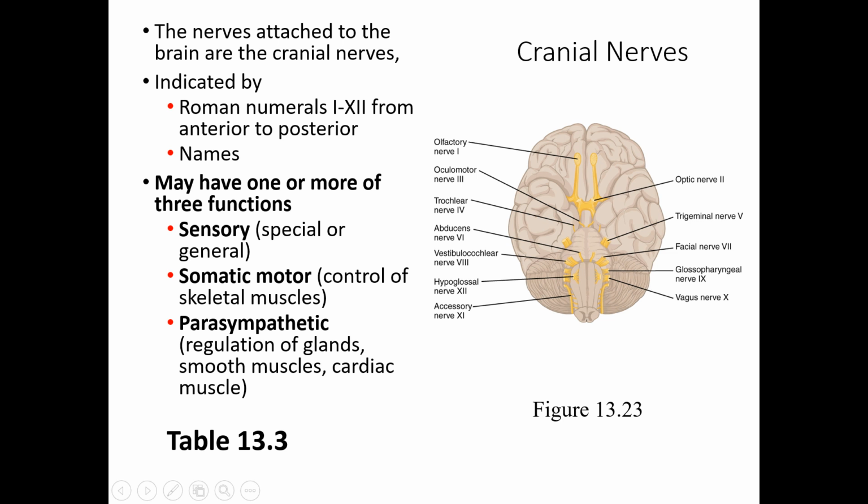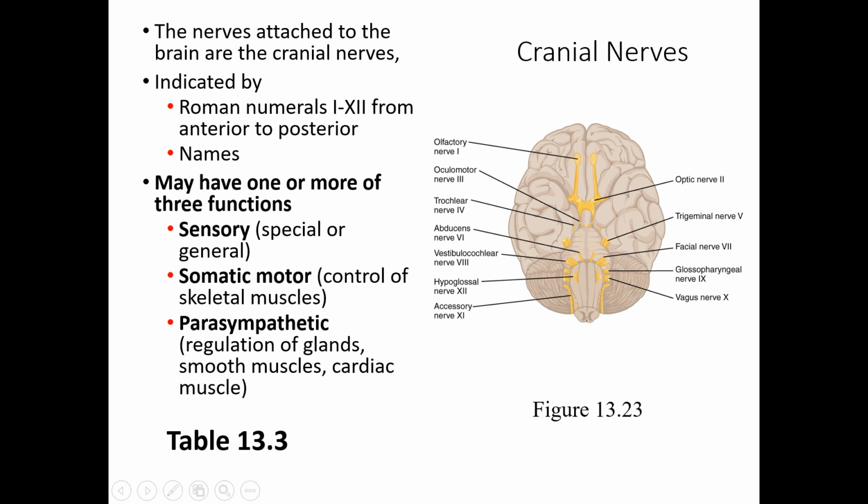The last thing you need to know about brain is cranial nerves. Cranial nerves originate of the brain. They are attached to the brain. There are 12 of them. They all have Roman numbers from 1, 2, 3 all the way up to 12. And they can have one of three functions.